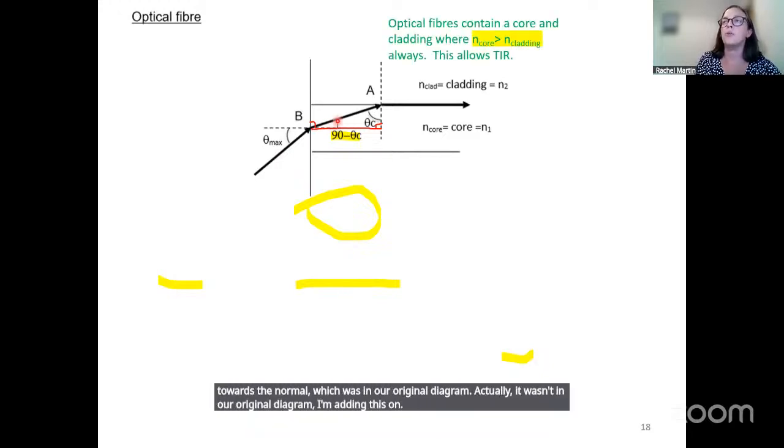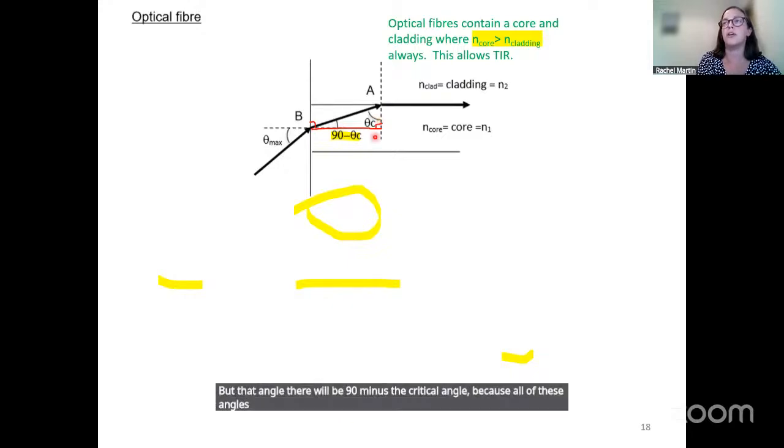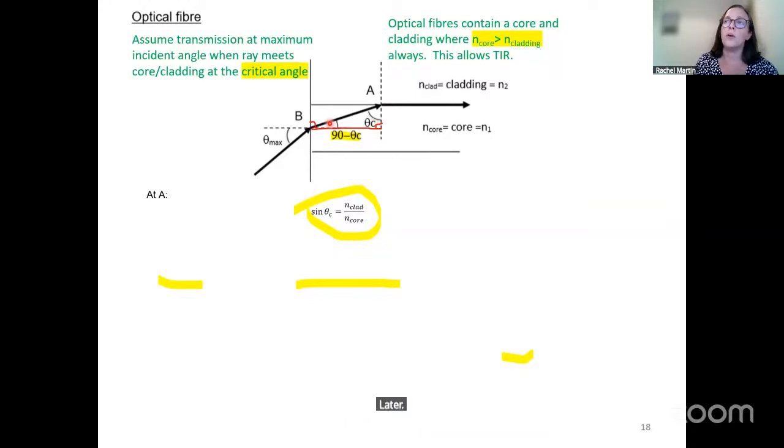But that angle there will be 90 minus the critical angle, because all of these angles in the triangle add up to 180 degrees, and that's going to come in handy later. So at point A, there's probably multiple routes through this as well. You might have done this a different way.